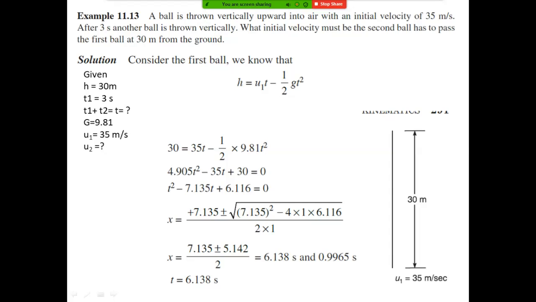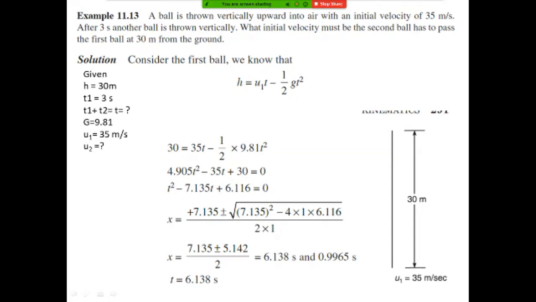First we will substitute for the ball 1 case. For ball 1, h is 30, it is fixed for both the cases. Then u1 is 35, in ut plus half gt square. t I will keep as the unknown, since we have to find what time ball 1 will reach this 30 meters with this velocity. The equation simplifies to this form. Then this is the equation.